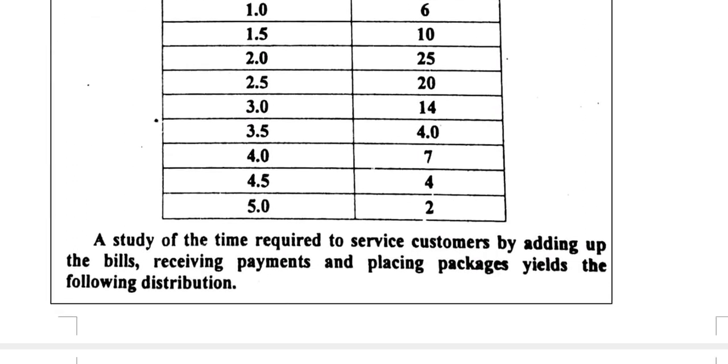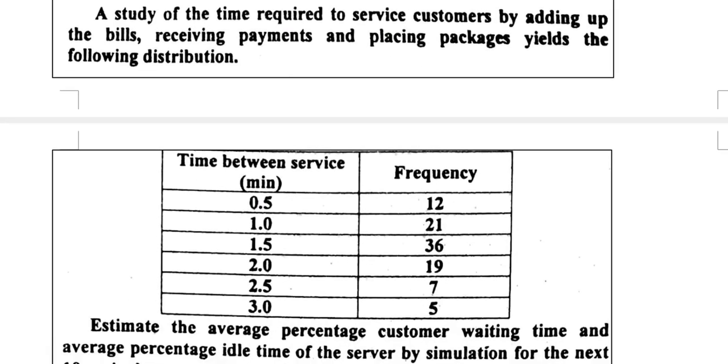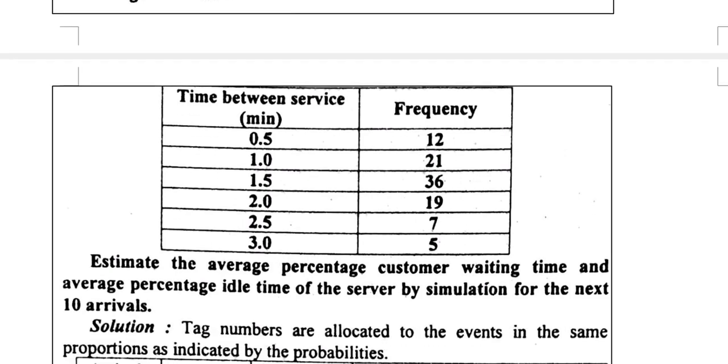A study of the time required to service a customer by adding up the bills, receiving payments and placing packages yields the following distribution. The service time is 0.5, 1, 1.5, 2, 2.5, 3, and the frequencies are 12, 21, 36, 19, 7, 5. We have to estimate the average percentage customer waiting time and the average percentage idle time, where the simulation of the next 10 arrivals is given.